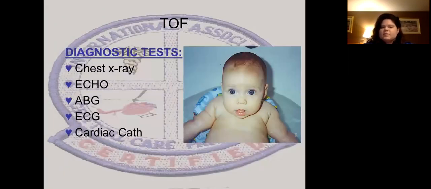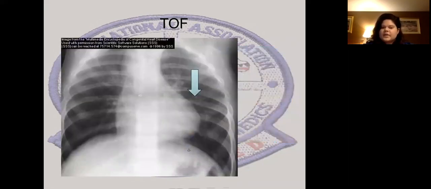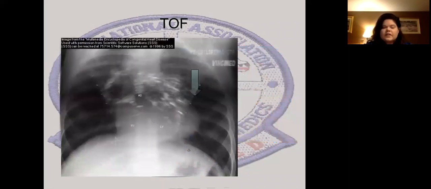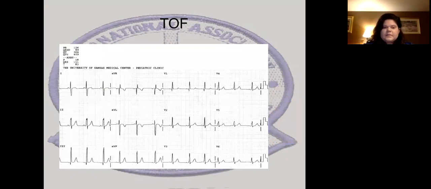Again, same studies. They may do an ABG, though that would be the only difference in this kid. So chest x-ray, echo, EKG, and cardiac cath. And this is what it looks like on the x-rays, on the echo. And this would be a typical EKG of a baby with tetralogy.